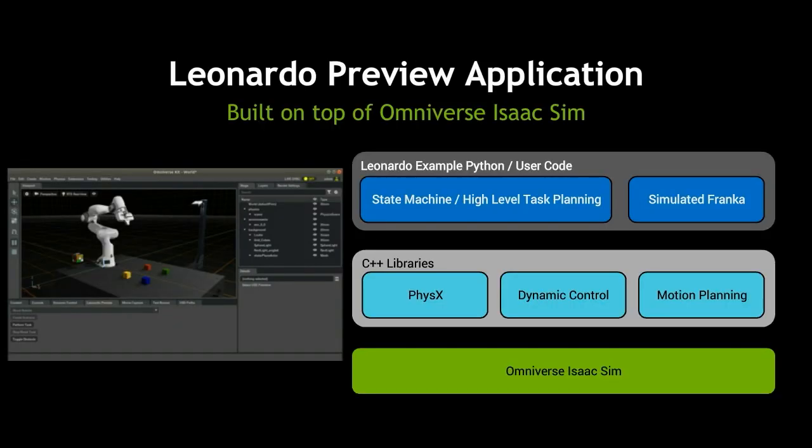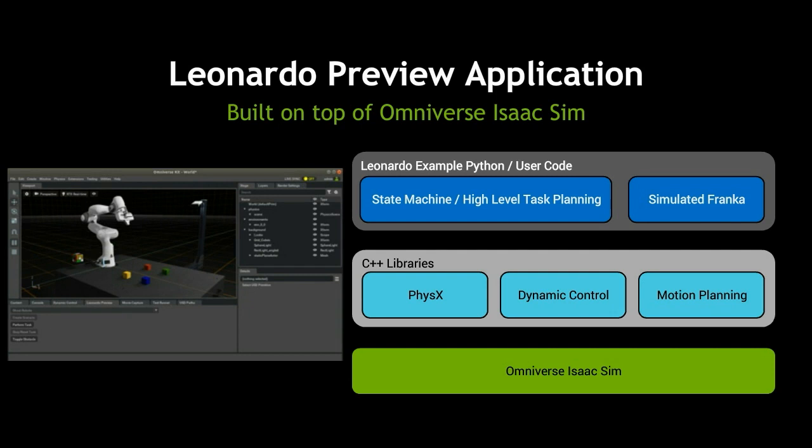So going back, to put in context, I just talked about how the Leonardo preview application was built. The goal of all of this is that we want to provide Python APIs for everything, where you can rip out whatever piece that you wanted. So for example, let's say you had your own motion planning code. You could integrate that via Python, replace our entire motion planning stack, and have your own controller.